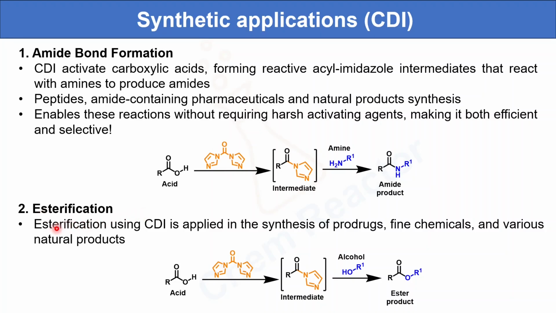Next, esterification. Esterification works in a similar way to amide bond formation. Here, esterification using CDI is applied in many syntheses of prodrugs, fine chemicals as well as various natural products. Here it's the same. CDI activates the carboxylic acid into an acyl imidazole intermediate, and then the alcohol reacts with this acyl imidazole intermediate that forms this ester as a product.